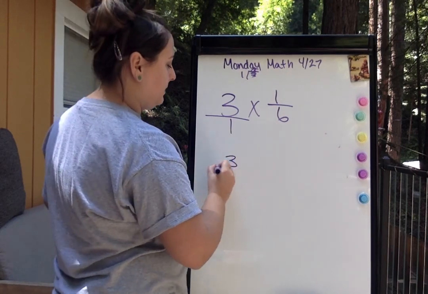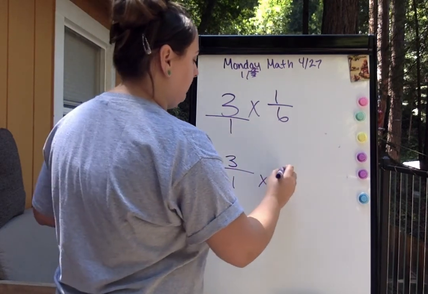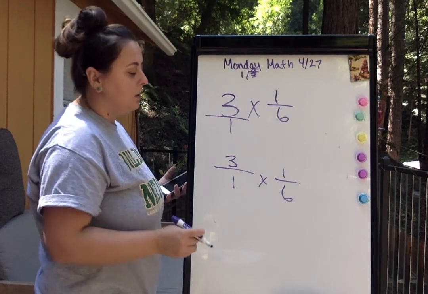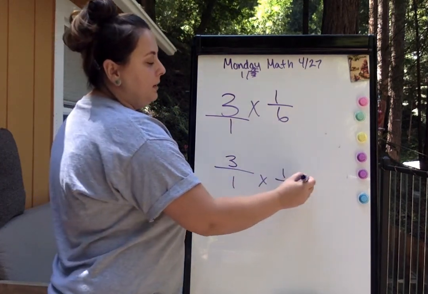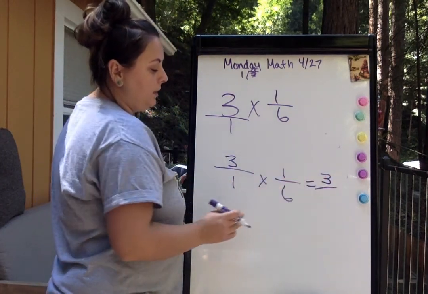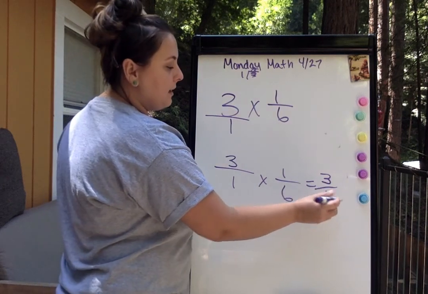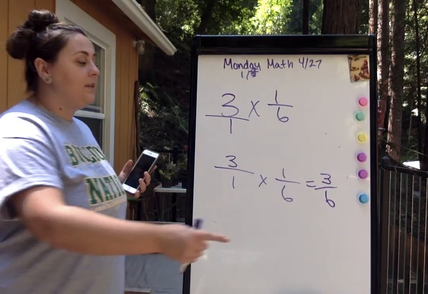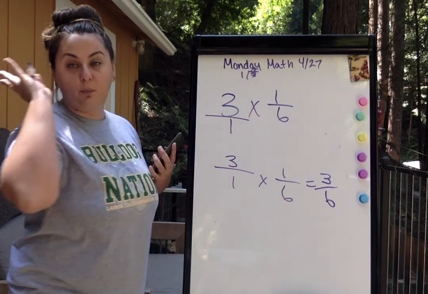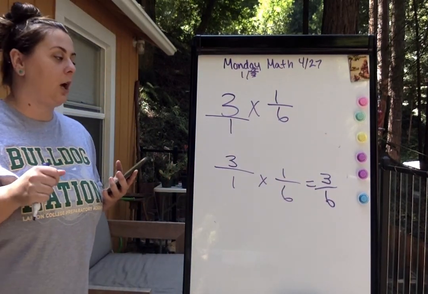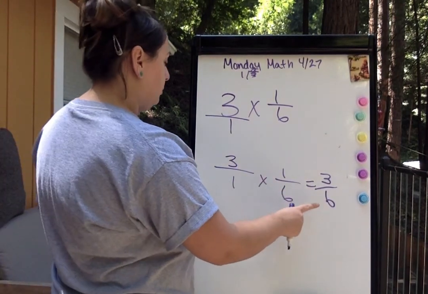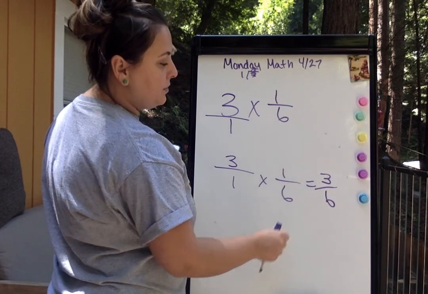I'm going to rewrite this so it's nice and even so I don't get confused. 3 times 1 is 3. 1 times 6 is 6. Now, this looks like a benchmark fraction to me, and if your brain went benchmark fraction, good job. So this can be reduced.